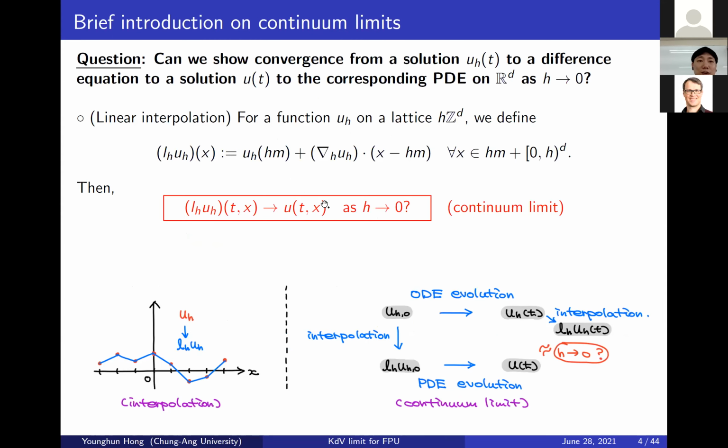In this setting, a natural question would be the following: can we show convergence from a solution to this difference equation to a solution to the corresponding PDE on R^d as h goes to 0? But in order to formulate this kind of problem, we need a way to transform a function on a lattice into a function on the whole space. Probably the simplest way would be linear interpolation. By linear interpolation, we mean that we just connect the graph of u_h by straight lines like this. Then the question can be visualized as this diagram: we would like to compare the solution to the difference equation with the PDE solution, after taking the linear interpolation.